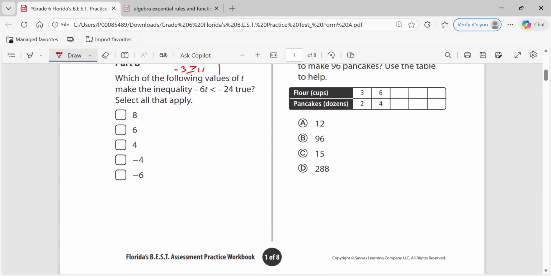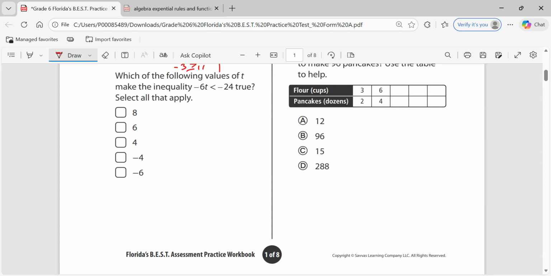All right, now part B, you're going to try it. We have all these options here. So we can go ahead and try the first one. You know what? Let me actually put the t in here, because this is the equation. Negative 6t, which means multiplication, is less than negative 24. So we have negative 6 times 8 is less than negative 24.